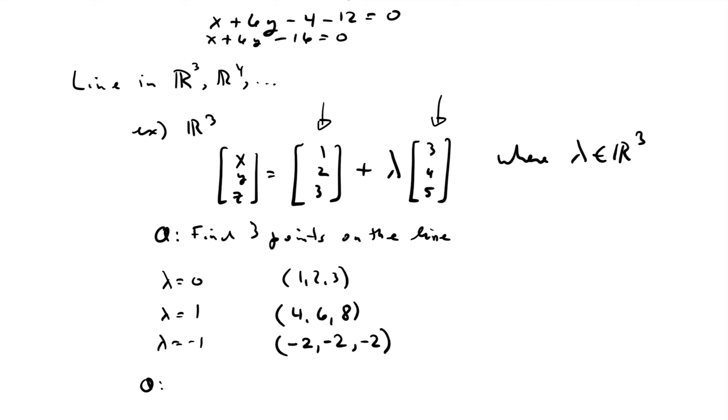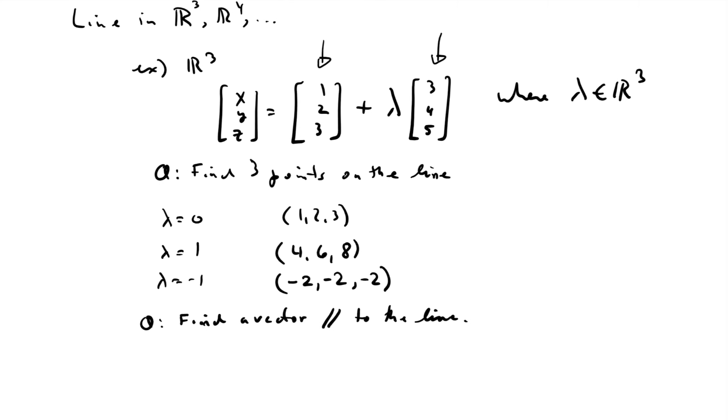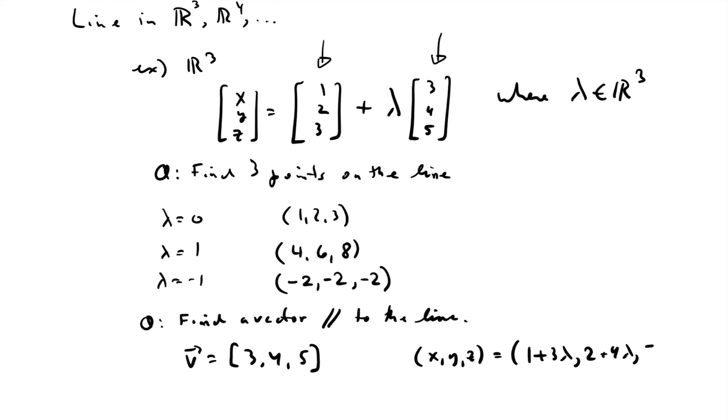And maybe another one, find a vector parallel to the line. Okay, how do I do that? Well, that's the other part. That's (3, 4, 5). So the coefficients of lambda in the equation, what I mean by that is if you write it like this, you get 1 plus 3 lambda, 2 plus 4 lambda, 3 plus 5 lambda.